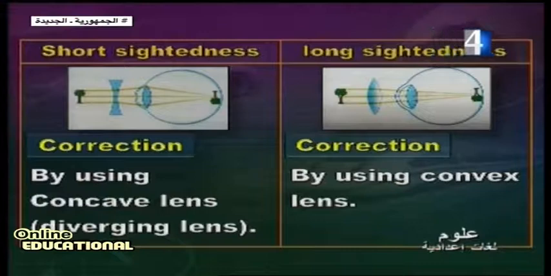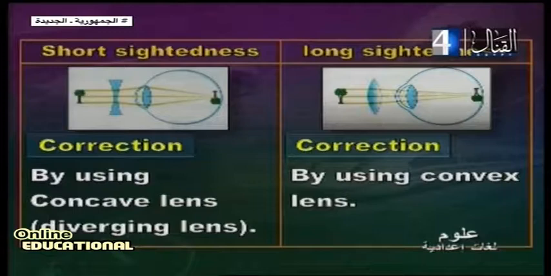Because convex lenses collect or converge light rays, in this case the image is formed on the retina instead of behind it. So again, let's make a quick revision.